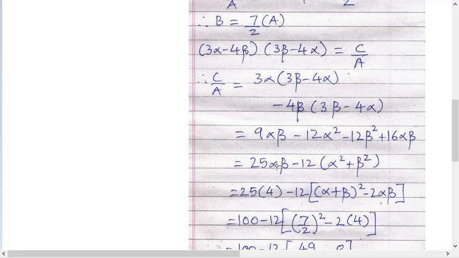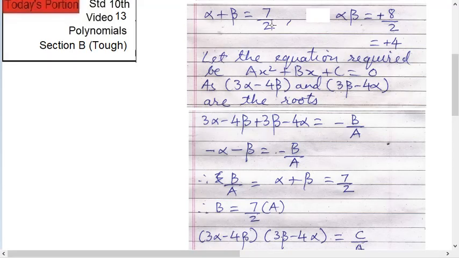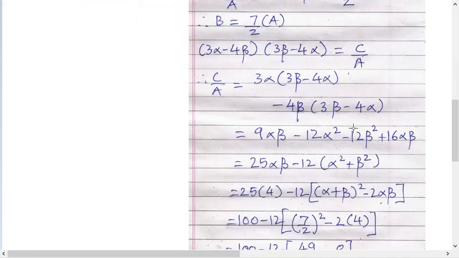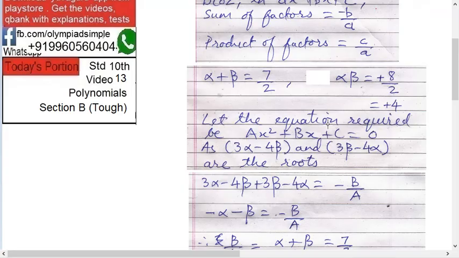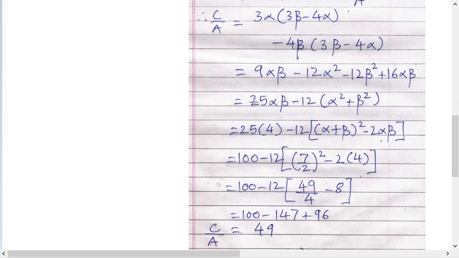Now do you know the value of alpha beta? Yes. Do you know the value of alpha square plus beta square? No. What you know is the alpha plus beta value. We have done it over here, alpha plus beta is 7 upon 2. So now our target is to convert this alpha square plus beta square into alpha plus beta whole square. We know alpha beta, that is 4. We have found it over here. So we'll input that. So 25 into 4, 100. Keep this 100 as it is.